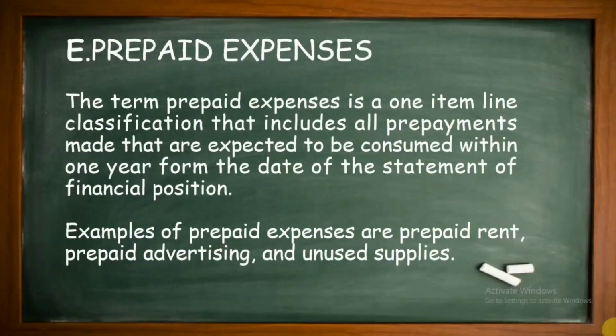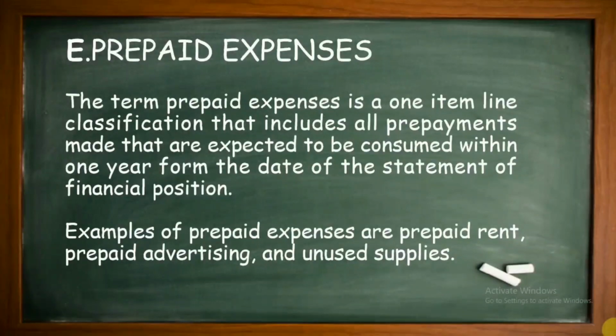Example, bumili ka ng insurance policy para sa isang taon at binayaran mo ito ng 50,000 pesos. Bababa yung cash mo, kaya bababa din yung asset mo. Yung insurance policy na binili mo ay may benepisyo sa business mo isang buong taon. Kapag ang isang bagay na binili mo ay may benepisyo sa iyo sa mga susunod na araw, ito ay dapat na i-record sa asset. Pero kapag naman yung nabili mong asset na ito ay nagamit mo na, doon lamang ito mailalagay sa income statement na bilang isang expenses.